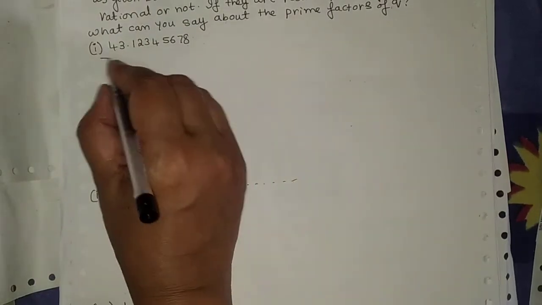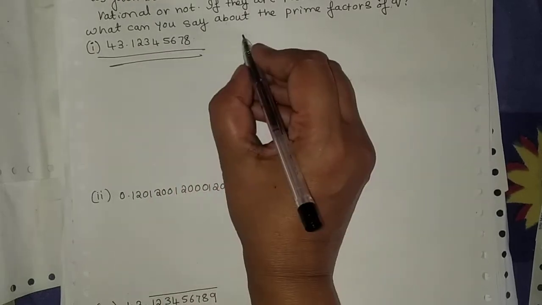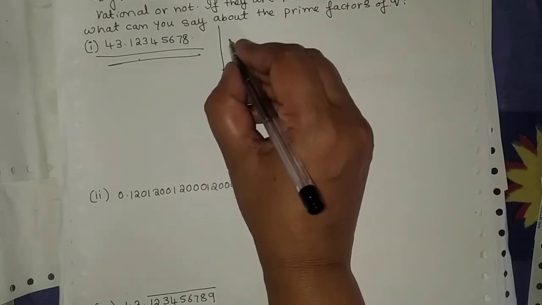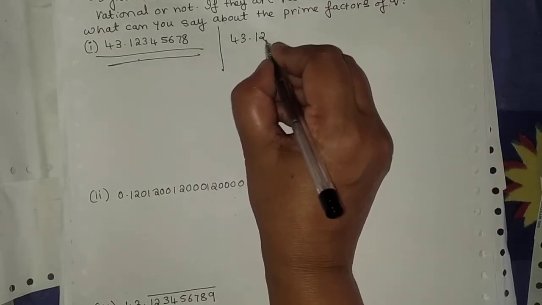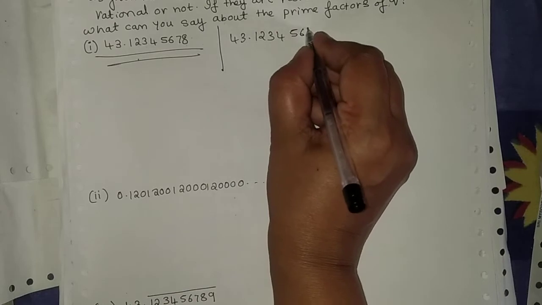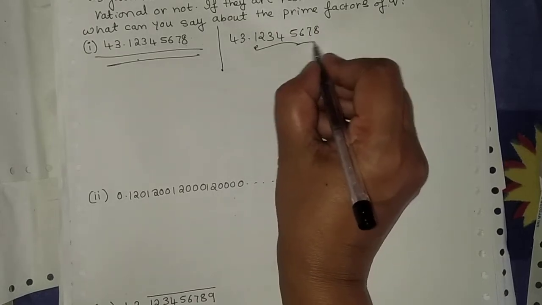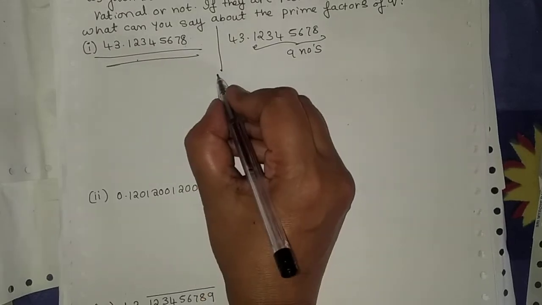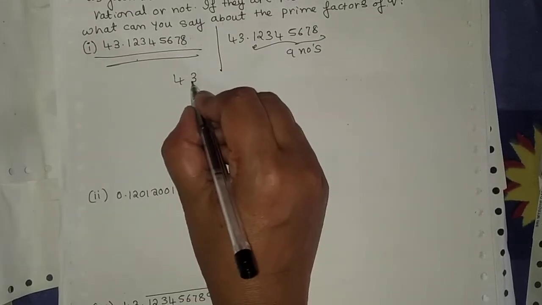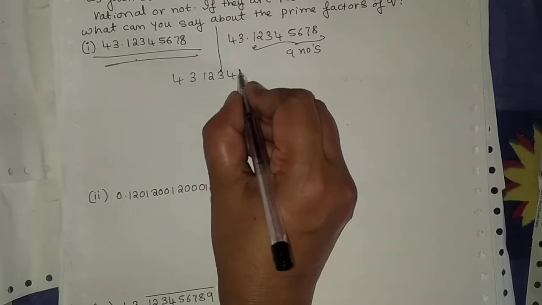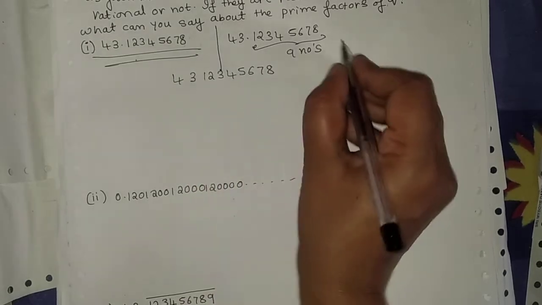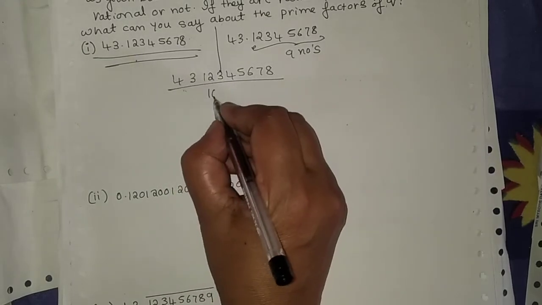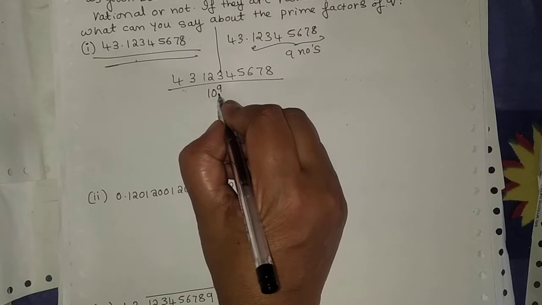So see, this is the number given here. So what we have to do? I'll just write 43.1234567. How many digits do we have after the decimal point? 9 digits here. So what happens? Write down the number and shift the decimal point, and we get 9 digits. Write down 10 power 9.